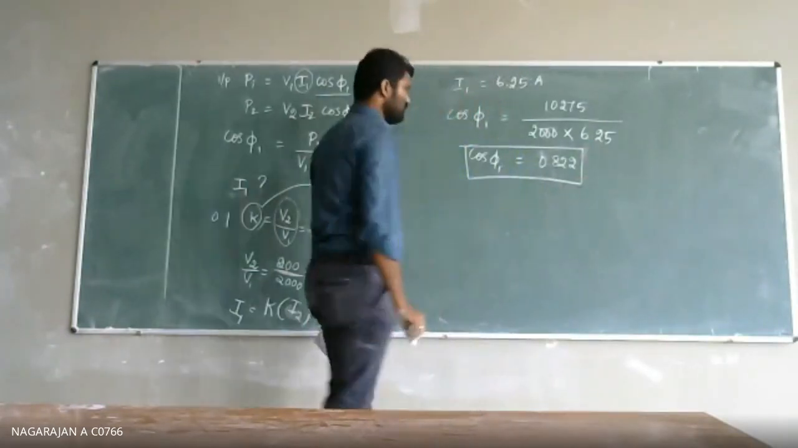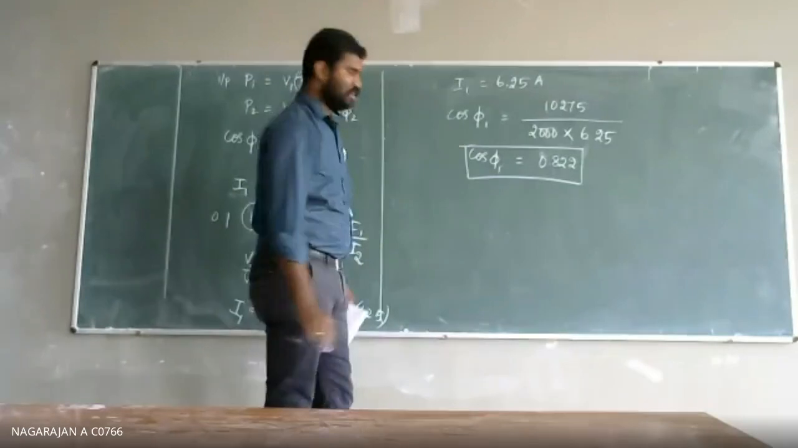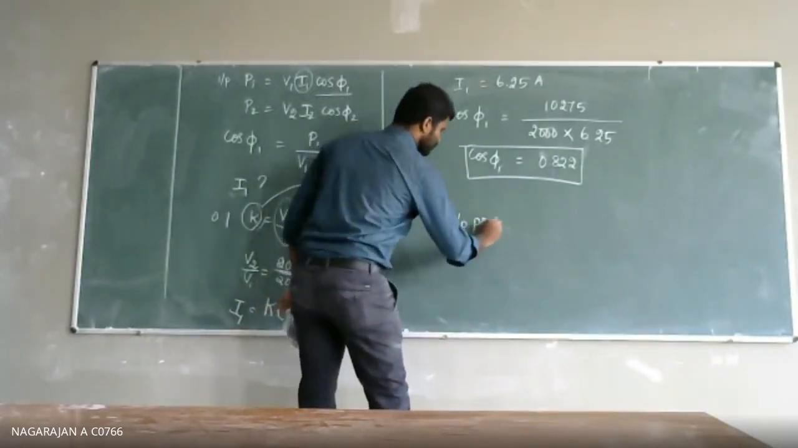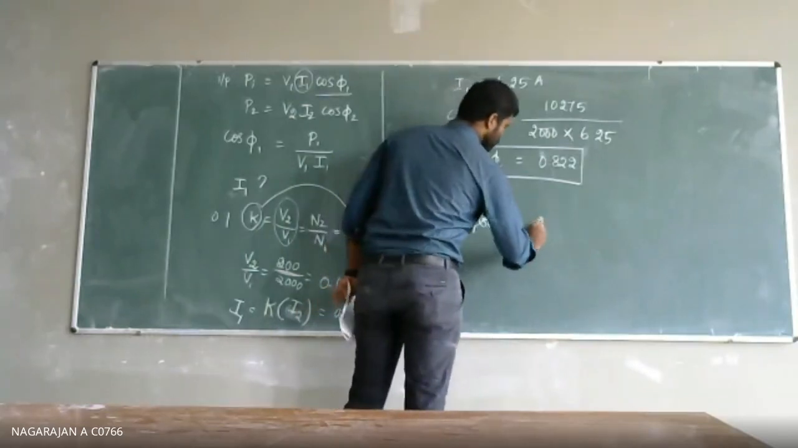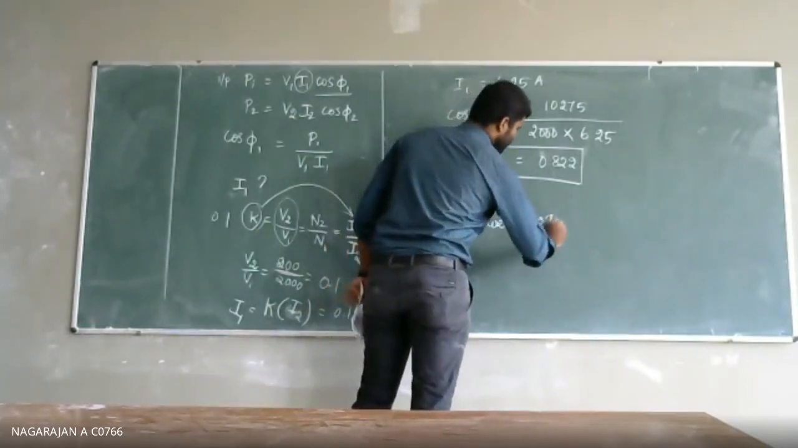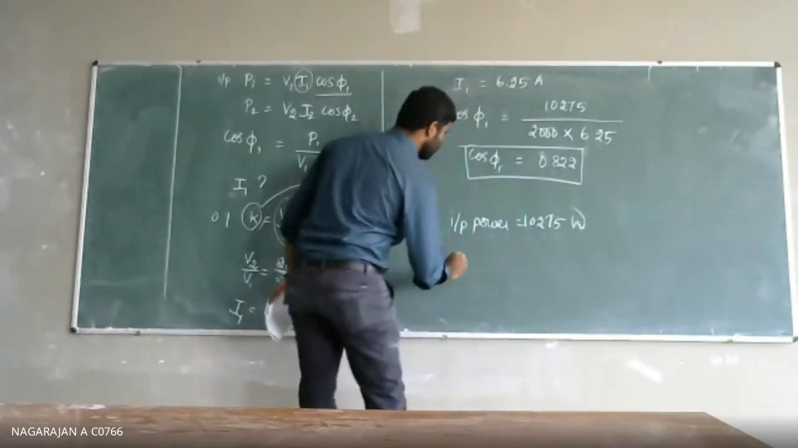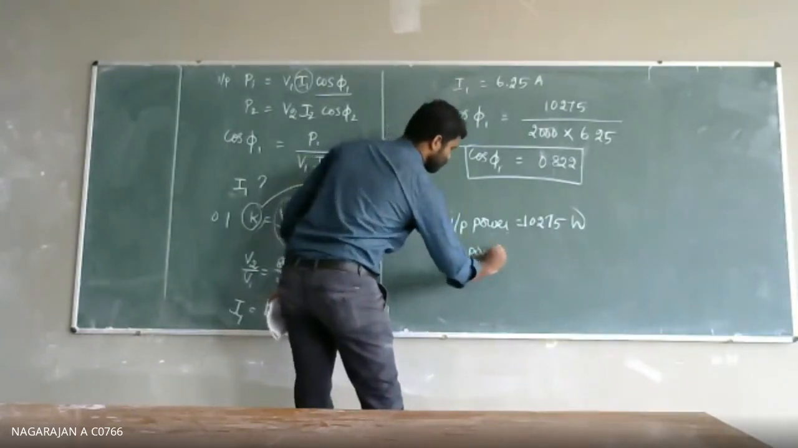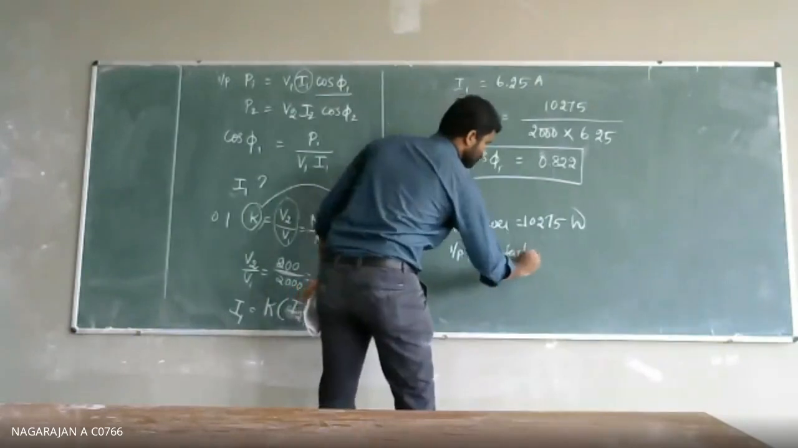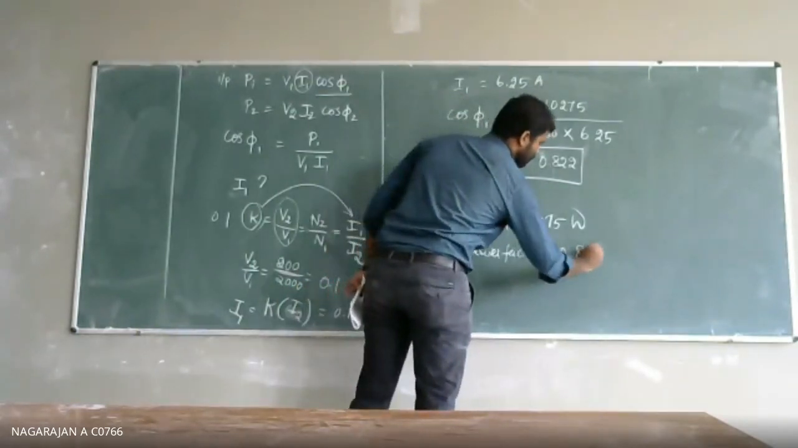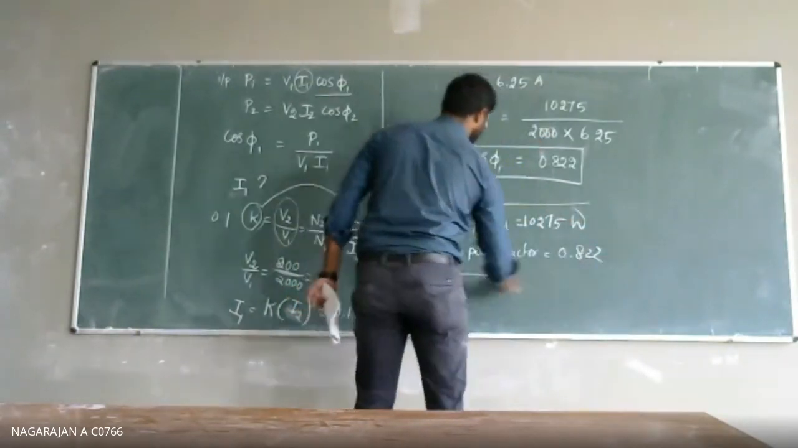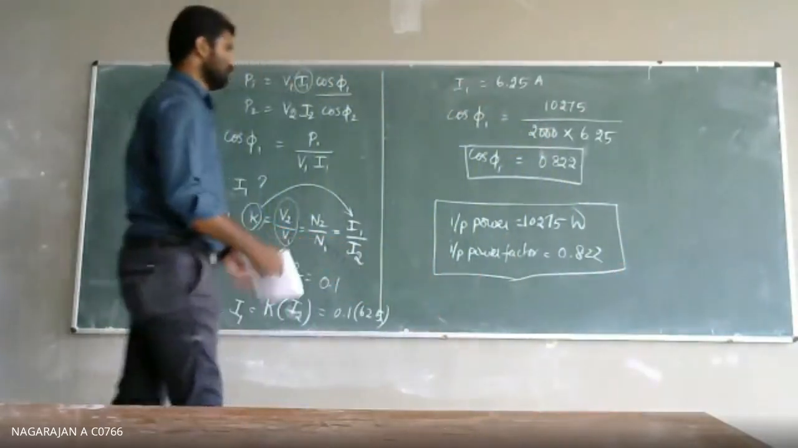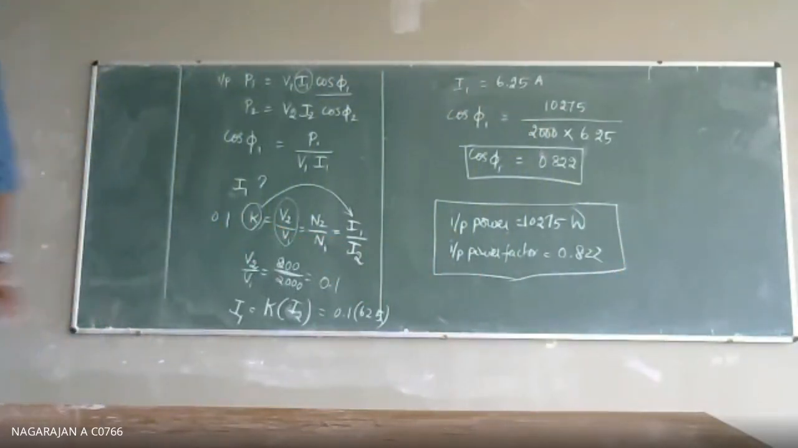So after finding out the result, just write down the data you found. Input power is equal to 10,275 watts. Input power factor is equal to 0.822. Okay, these are the two data we needed to find out. Okay, next problem.